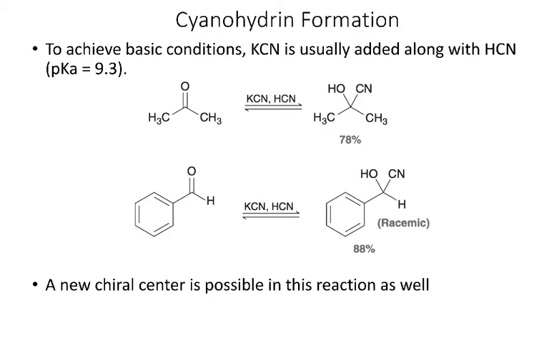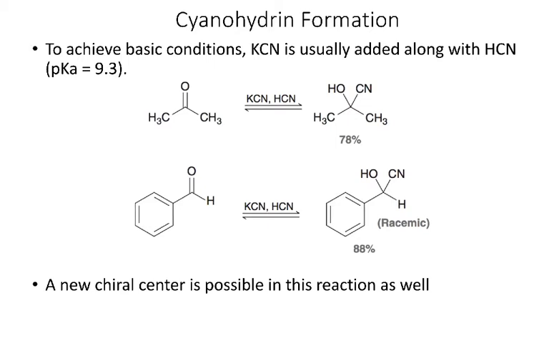Now, we said when we first started talking about this cyanohydrin formation that we needed basic conditions, and HCN is a weak acid. So the way we create the basic conditions is to essentially make a buffer. If we add KCN, which is the conjugate base of HCN, we'll form a buffer. And if you remember from Chem 1212, when we have equal amounts of a weak acid and its conjugate base, the pH of that buffer system will be the pKa of the acid.